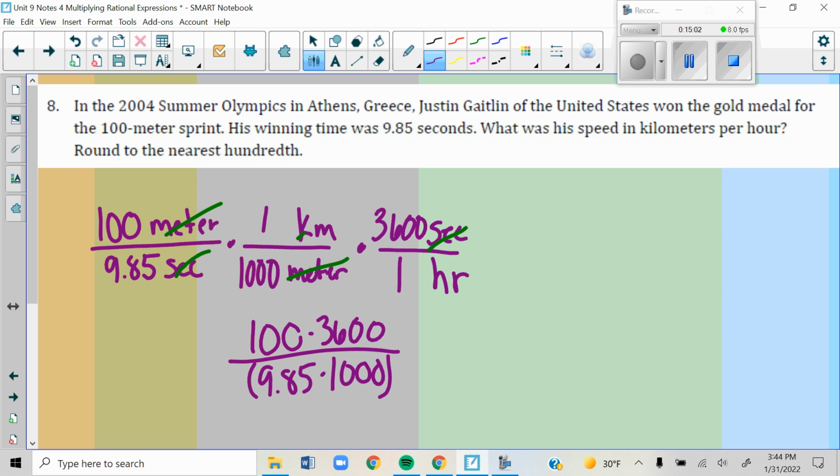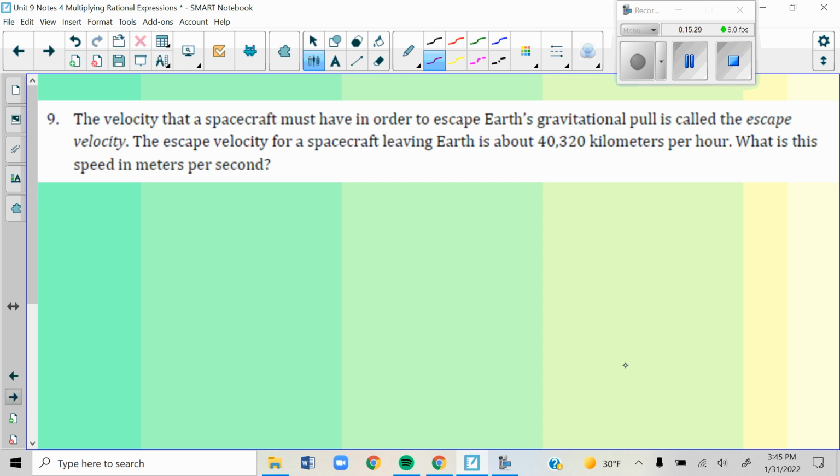Now, if you're going to type it all in your calculator in one, go ahead and put that into parentheses in the numerator and the denominator. And then notice it does request you to go to the nearest hundredth. All right, so hopefully you ended up with 36.55 kilometers per hour.